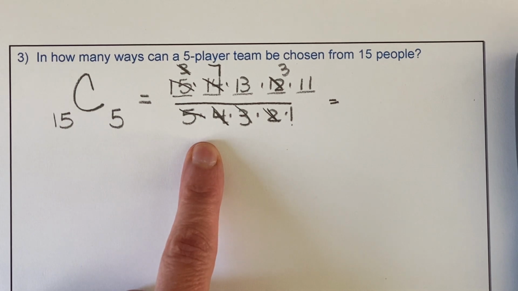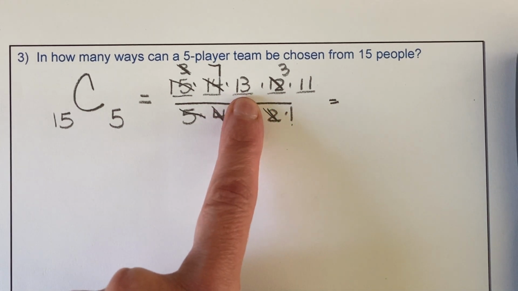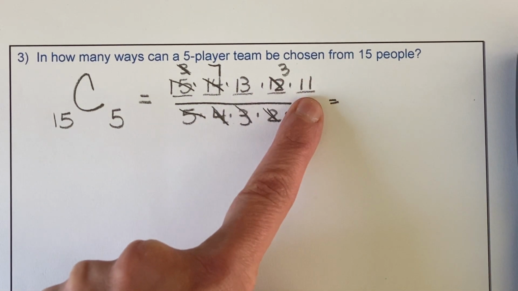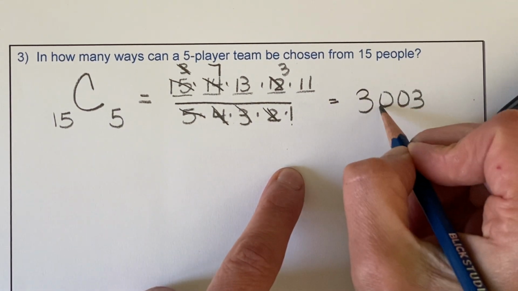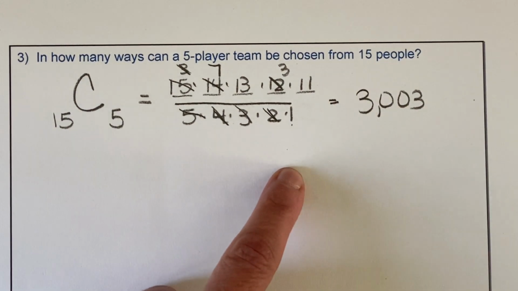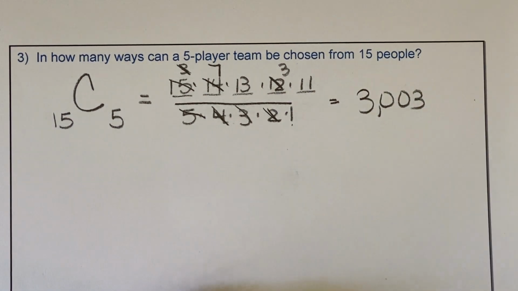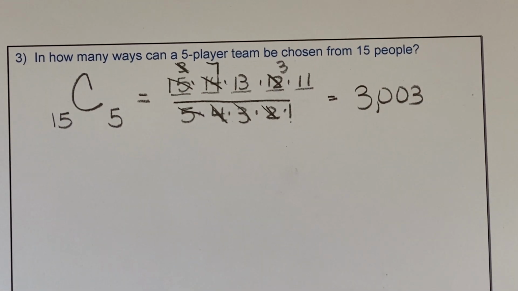All right, now I'm going to use my calculator. 7 times 13 times 3 times 11 is 3,003 different ways. Notice I used my calculator. Notice I showed all my work.